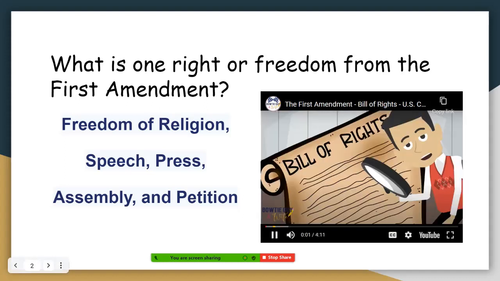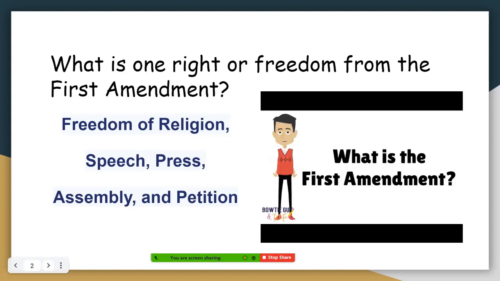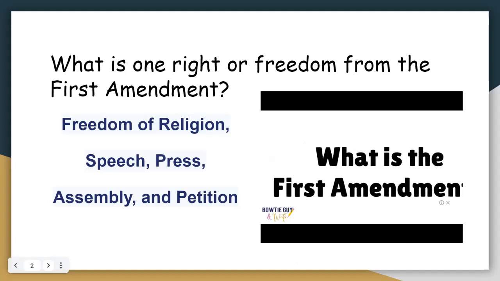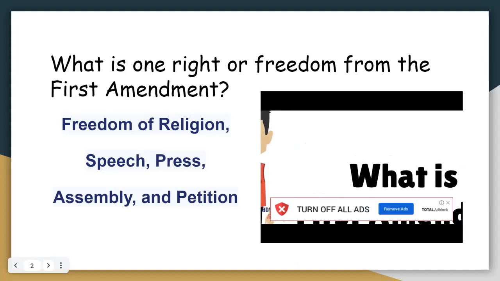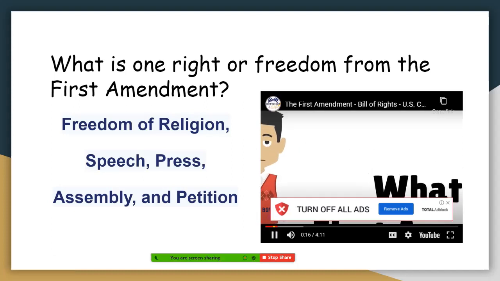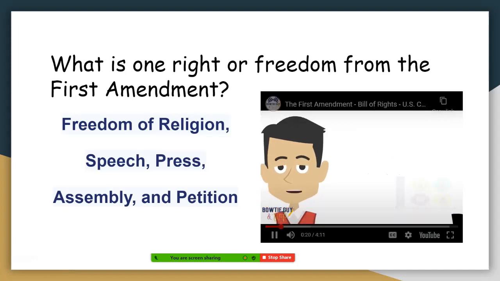My favorite, the Bill of Rights. Today, we're going to be learning about the First Amendment. What is the First Amendment? The First Amendment was included in the first 10 amendments from the Bill of Rights. It was passed by Congress on September 25th, 1789. It was ratified December 15th, 1791.